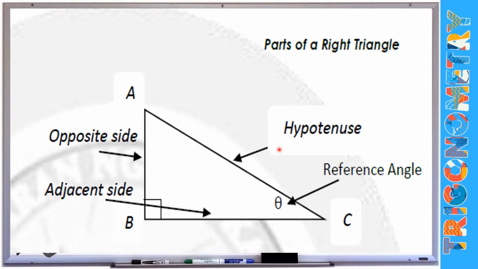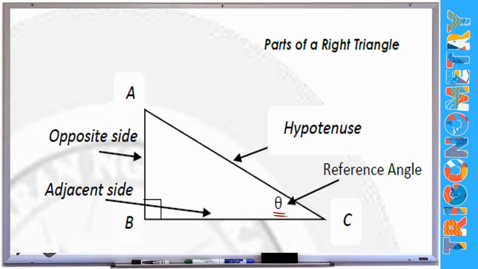We have here your hypotenuse, which is the longest side of your right triangle. It's always the longest side. Then we have your reference angle. The reference angle can be on this part, or it can also be on this part, or down here. So for this case, the reference angle is here.